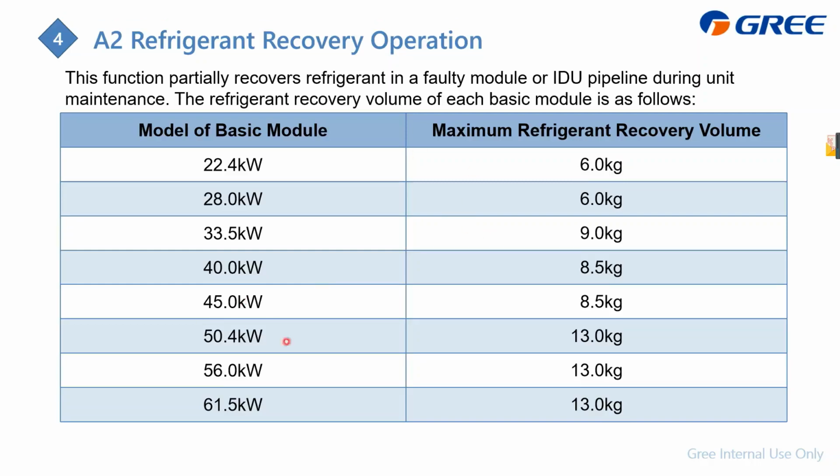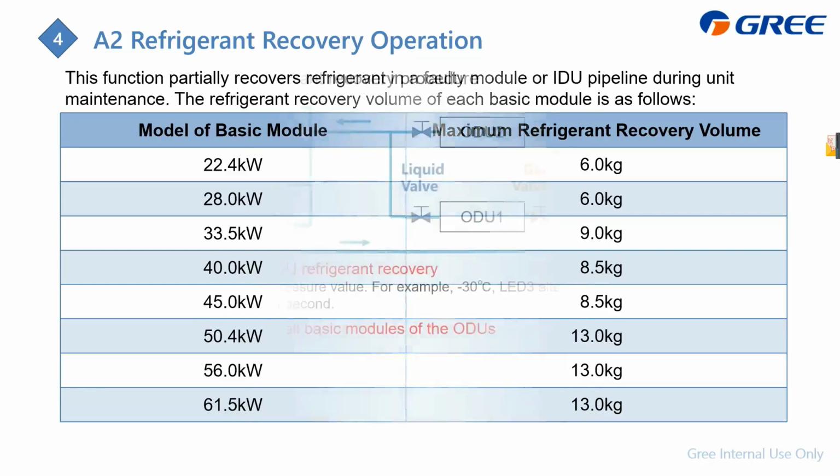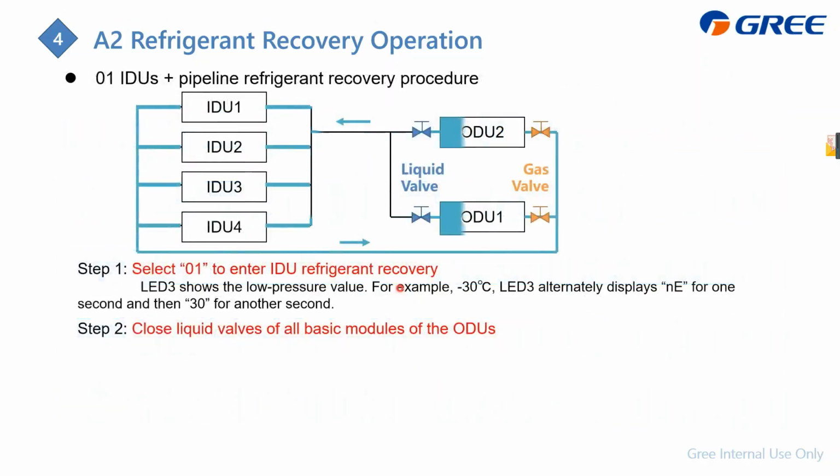Okay, and this table shows the maximum value. Okay, then we see how to do the refrigerant recovery. For example, if one indoor unit is in malfunction, we should recover the refrigerant from the indoor side to the outdoor side, and we can set it through A2. Change the function onto A2 and select 01 to enter the unit refrigerant recovery.